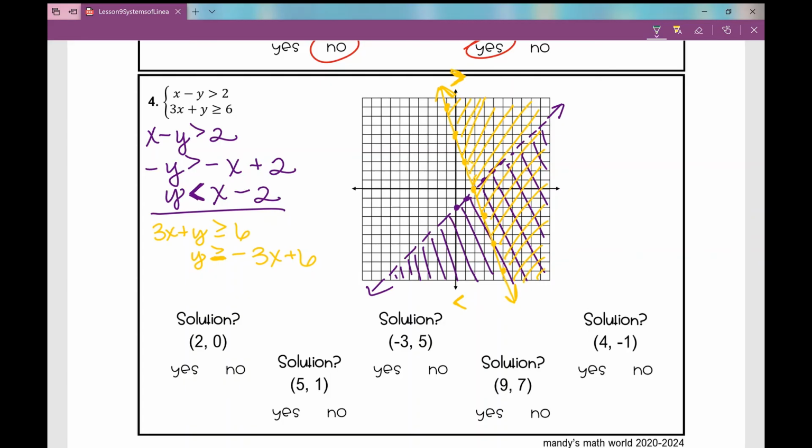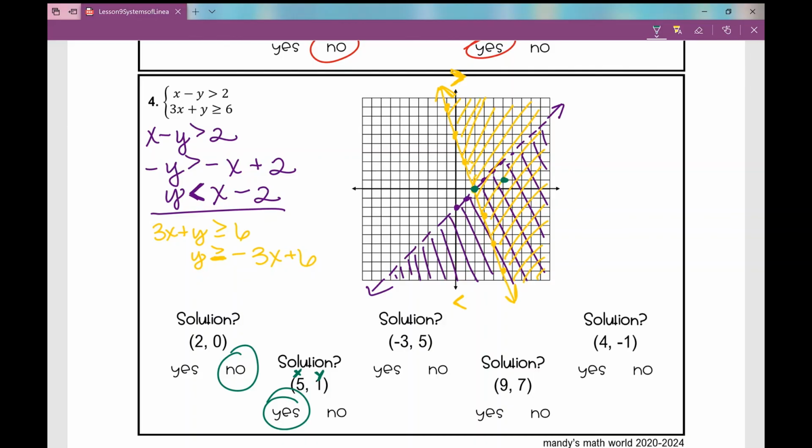2, 0. When I go to 2, 0, that's actually the point of intersection, but because one of those lines is a dotted line, is it a solution? No, it is not a solution. 5, 1, I'm going to go right 5, up 1. Is that in the double shaded region? Yes, it is. All this means is we're graphically determining this. All it means is that if I plug in 5 for x and 1 for y into both inequalities, I end up with a true statement, just like we did at the beginning of the lesson.